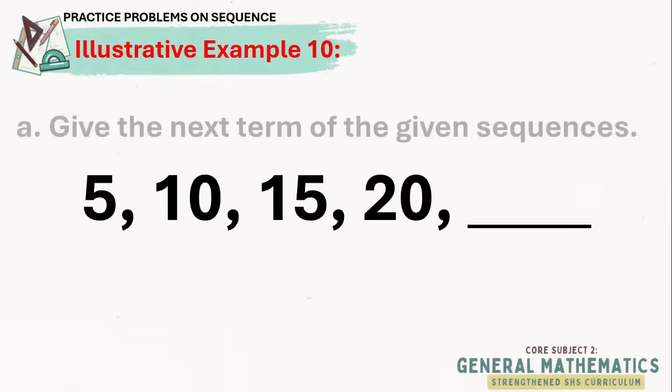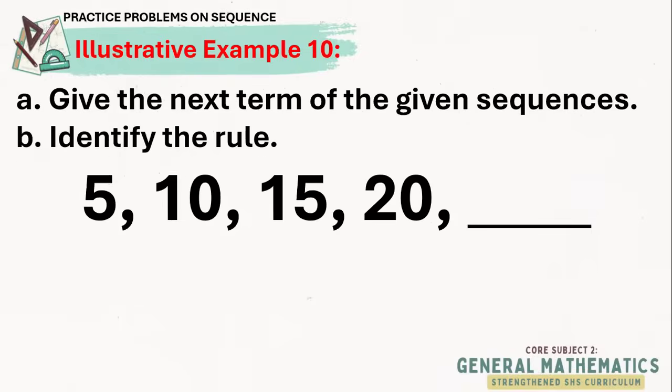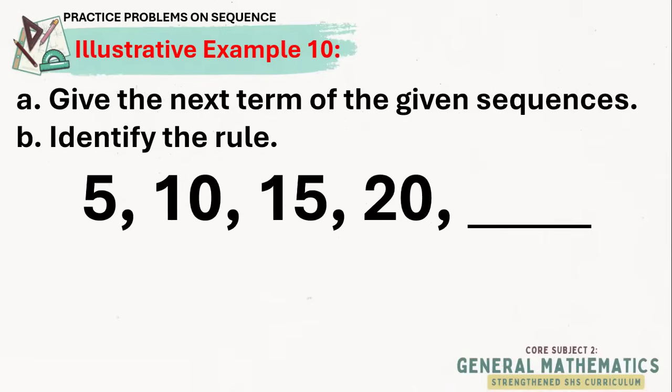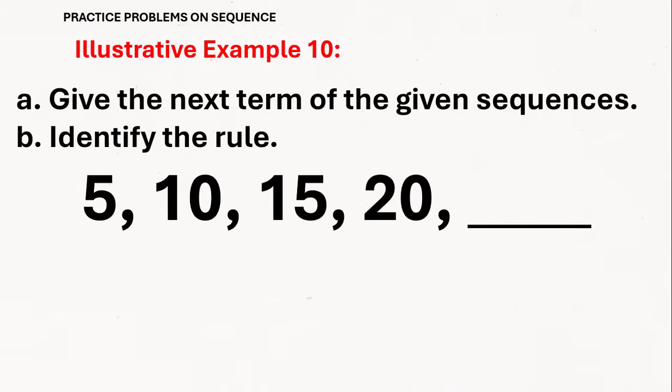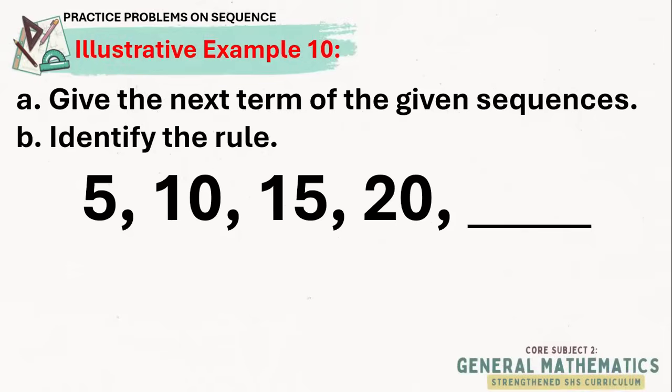Let's have the last item, number 10. What should be the next number for 5, 10, 15, and 20? Of course, this is very easy. The next term is 25, right? So why 25? And what is the rule? So the number increases by 5 for the next term.